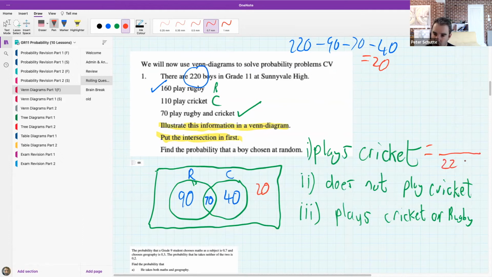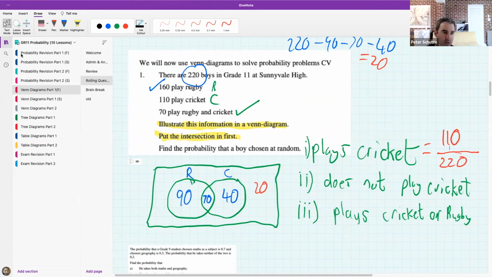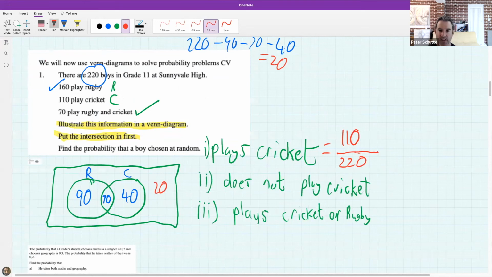So I know this is going to be 220 on the bottom because there's 220 possible people to choose from. The question is, what's the numerator going to be for cricket? It's just going to be 70 plus 40, or 110, which is 50% basically, or a half. So that's going to be 50%. What's the probability they do not play cricket?